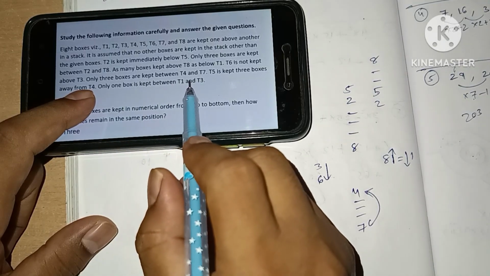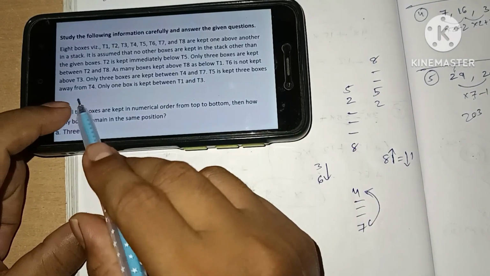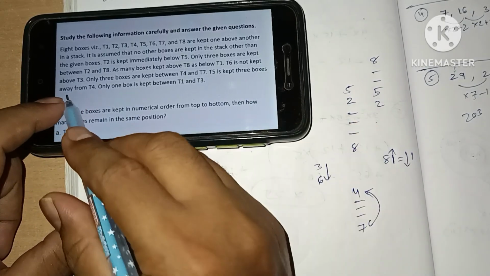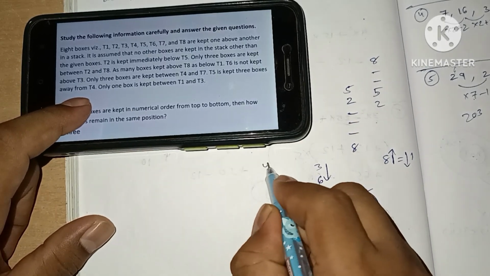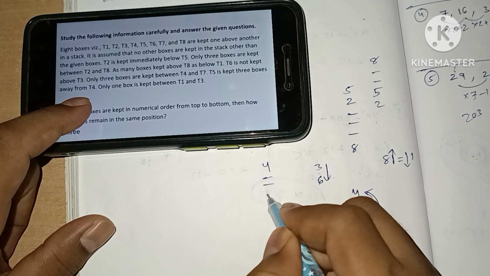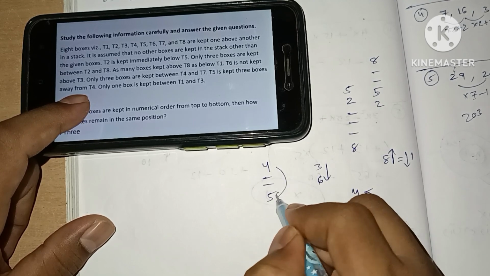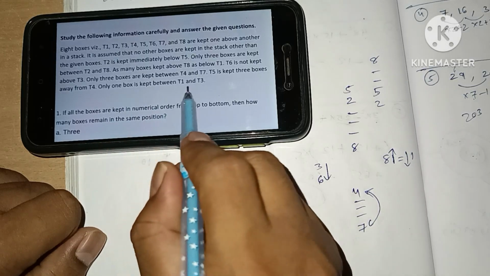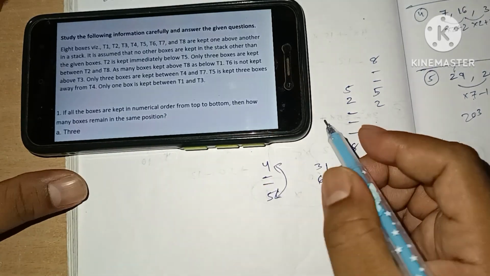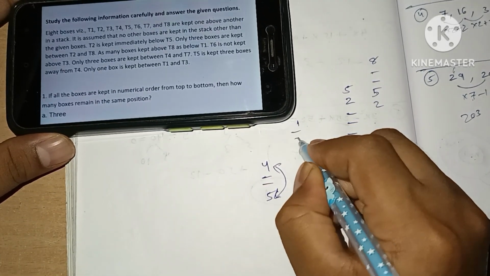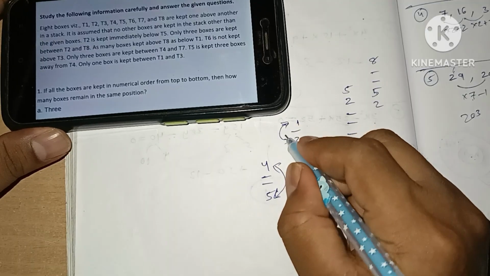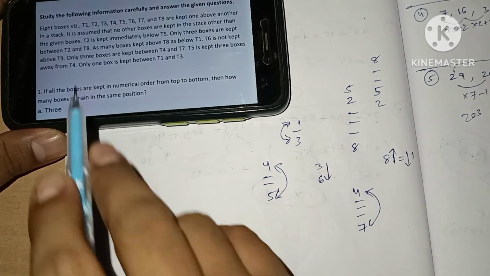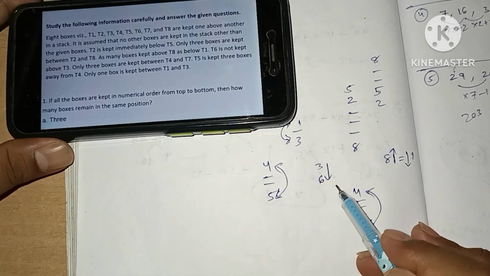Next, 5 is kept 3 boxes above 4. 3 boxes away from 4. So 1, 2, this is 5. Either is possible. Okay. Next, only one box is kept between 1 and 3. 1 and 3, there is only one box. Okay. Now we need to find the solution for our puzzle using these statements.